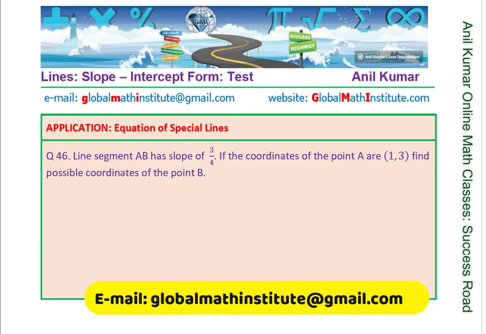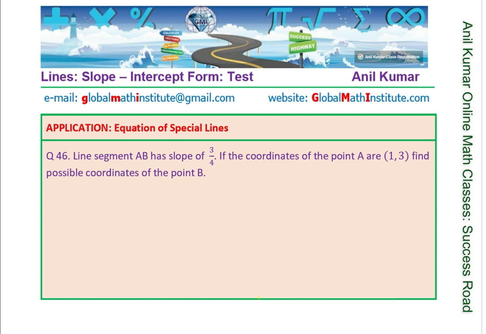Line segment AB has a slope of 3 by 4. If the coordinates of the point A are (1, 3), find possible coordinates of point B. So what we are given here is that we have a segment AB whose slope is 3 by 4, right? So kind of like this, with slope 3 over 4, and we know that A's coordinates are given to us, which are (1, 3). And we need to find possible coordinates of B. Since the slope, what is the slope? Let's try to understand that. Slope, normally written as m, or the gradient m, is 3 by 4.